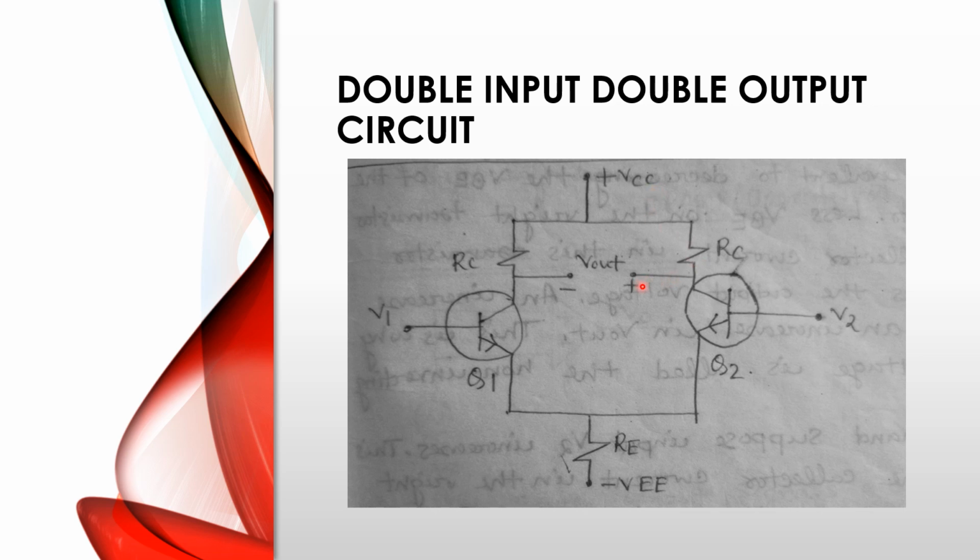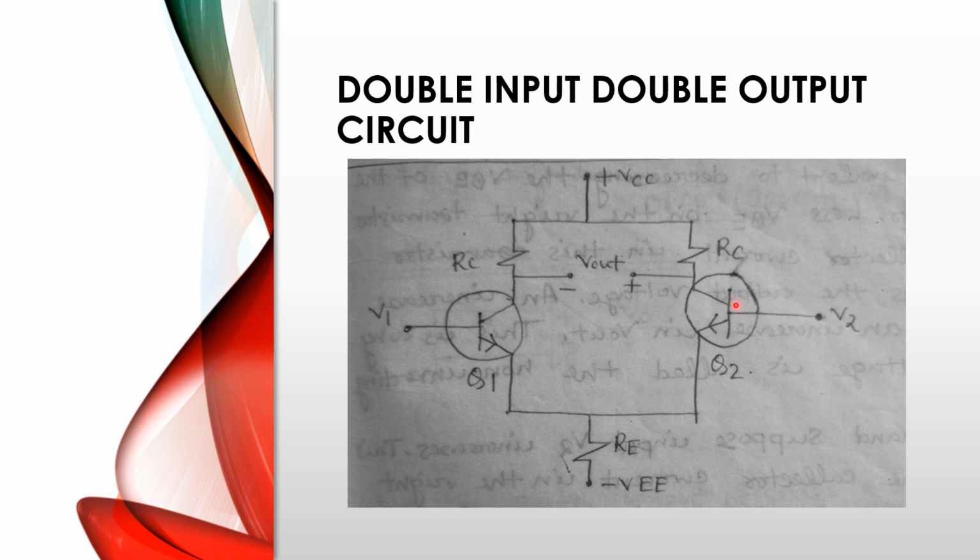From here we get the V output terminal. From the collector terminals of Q1 and Q2 we get the output voltage. Here we consider this the positive terminal and this the negative terminal of the output voltage. So this is the inner circuit of an op-amp, where we use two identical NPN transistors.